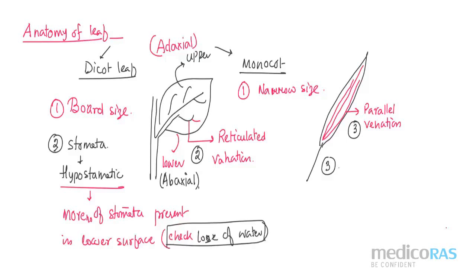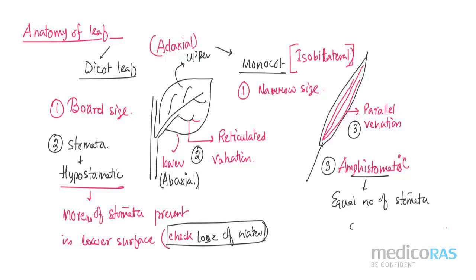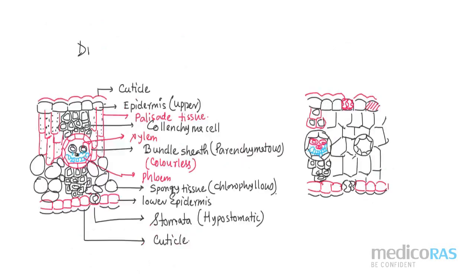Whereas for the monocot leaf, as it is an isobilateral type of leaf, both sides have the same amount of stomata, so it is also known as amphistomatic. That is, it has an equal number of stomata on both sides of the leaf. Dicot leaf is also known as dorsiventral leaf. Now let's check the anatomy of dicot and monocot leaf.